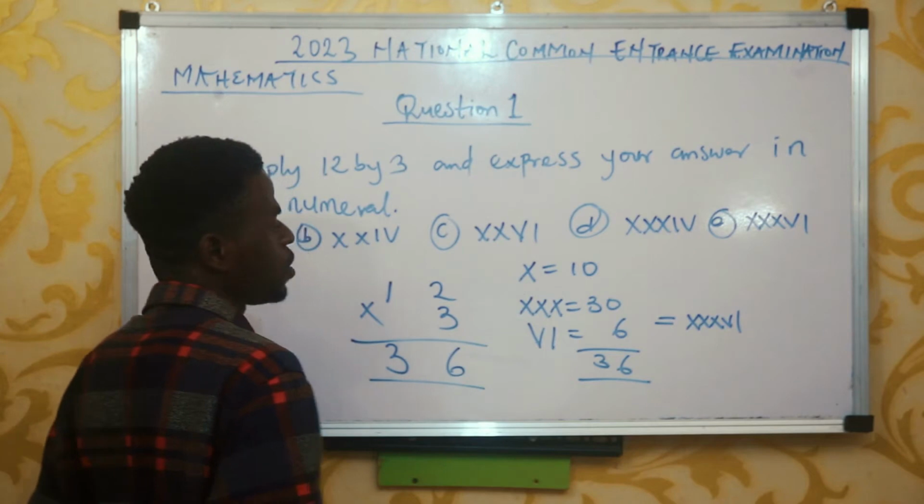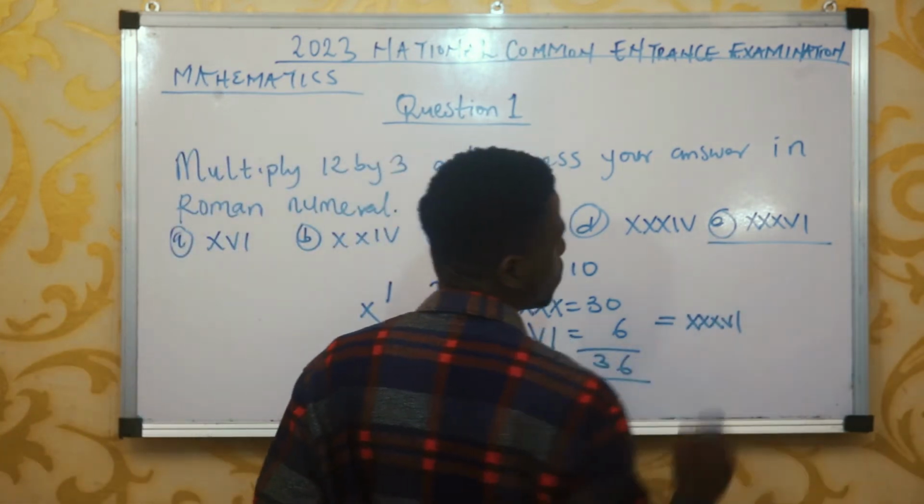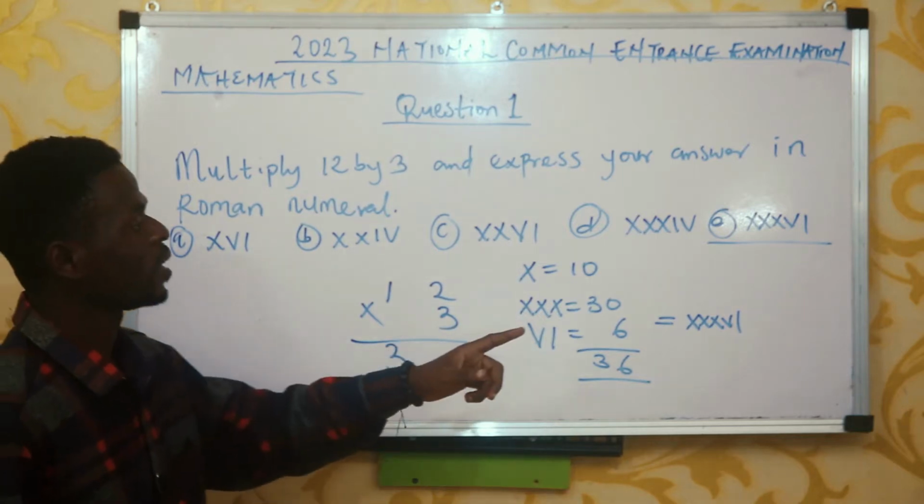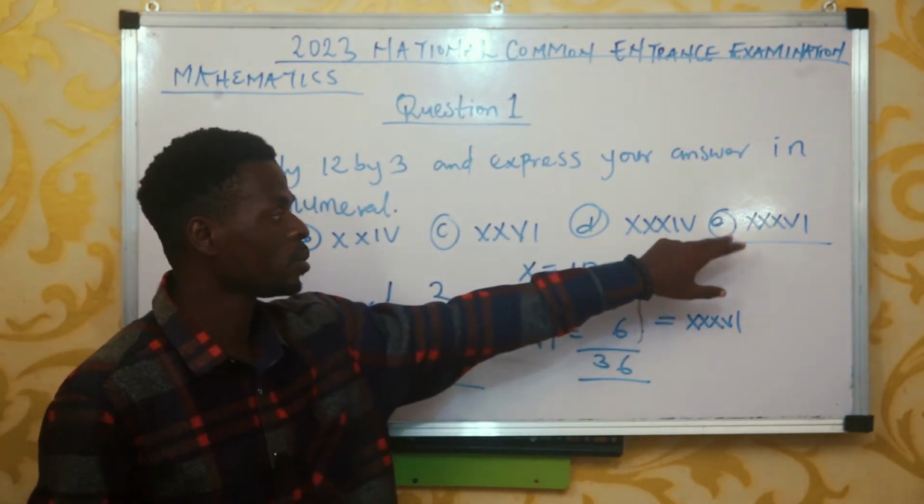So the option there is E. So our answer for number 1 is XXXVI. So our option there is E.